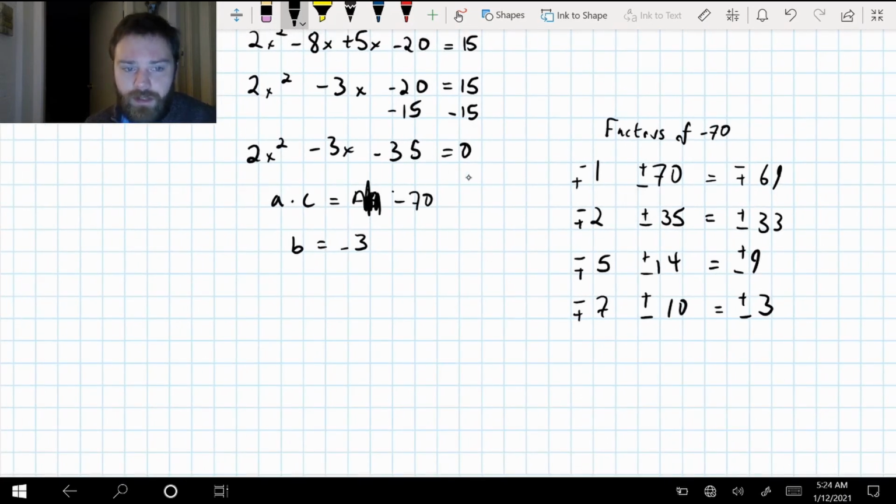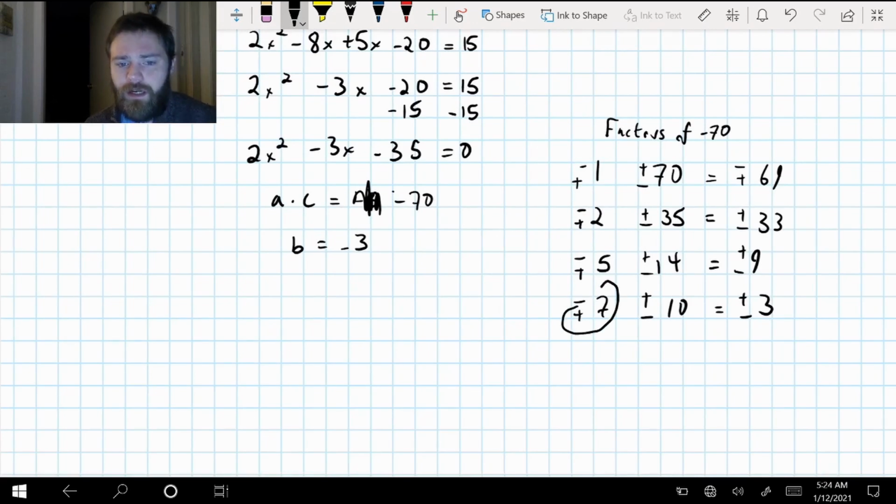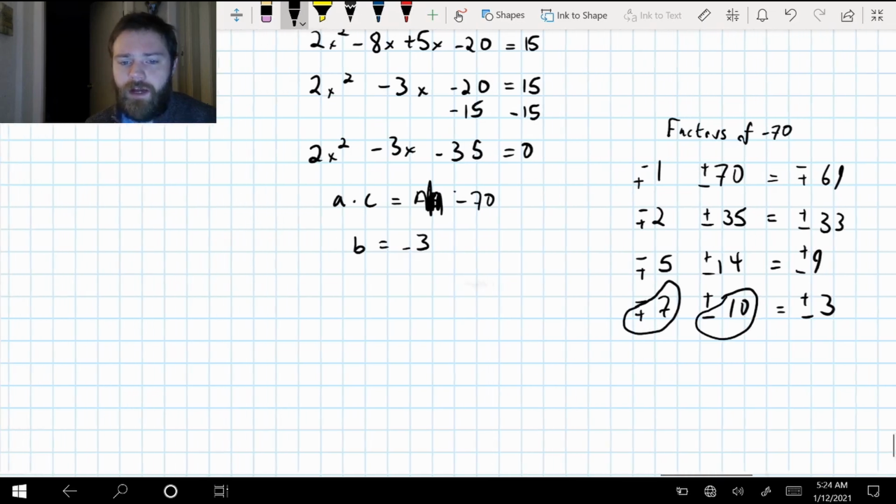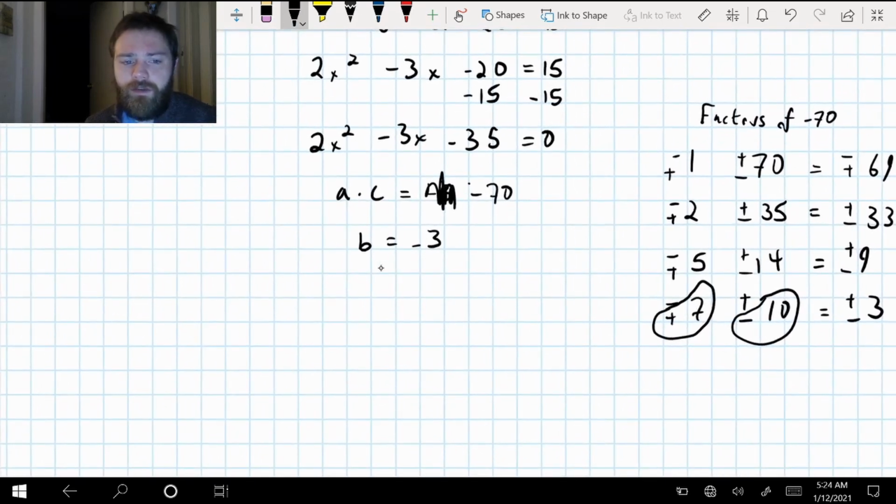So this is this process of factoring that we did. You should be familiar with that. If you're not, I encourage you to go back and look at factoring. I think that's lesson 3 in this playlist.